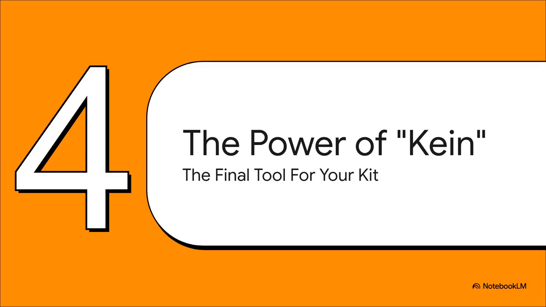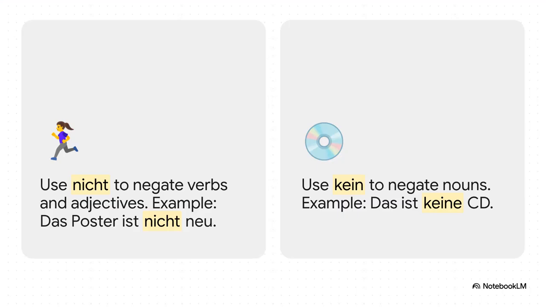Okay, we've gotten pretty good at saying what is there. So for our final tool in this little explainer, let's learn the right way to say what isn't there. Now, this can be a little confusing at first, but the rule is actually pretty simple. You use nicht to negate actions and descriptions, like saying a poster is not new. But you use kein to negate the noun itself, like saying something is no CD or not a CD.